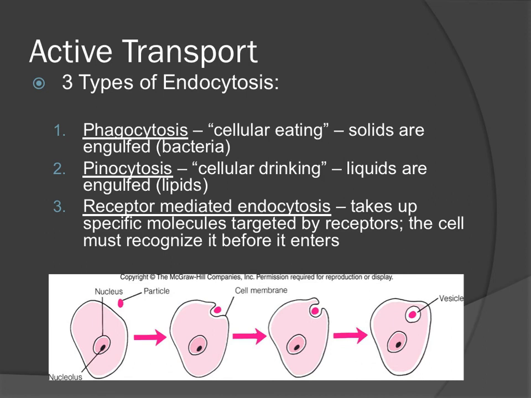Three types of endocytosis. We have phagocytosis, which is cellular eating. Solids are engulfed, such as your bacteria. We have pinocytosis, that's cellular drinking. Liquids are engulfed, such as your lipids. And then receptor-mediated endocytosis. This takes up specific molecules targeted by the receptors. The cell must recognize it before it can enter.